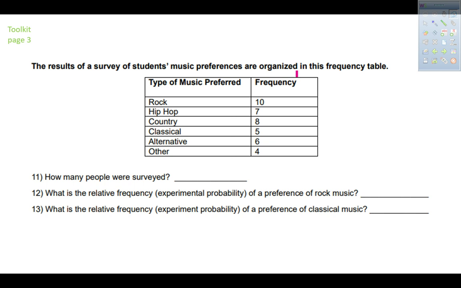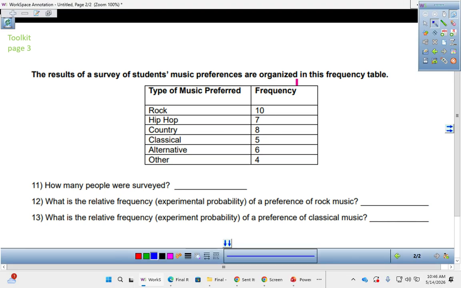So it says how many people were surveyed. Well, what do you think we do for that? Add them together. Let's do it. Someone has a calculator out. I don't have my calculator app open here. Let's do 10 plus 7 plus 8 plus 5 plus 6 plus 4. 40. Thank you. All right. Add the numbers together. We get 40. This is coming from 10 plus 7 plus 8 plus 5 plus 6 plus 4.